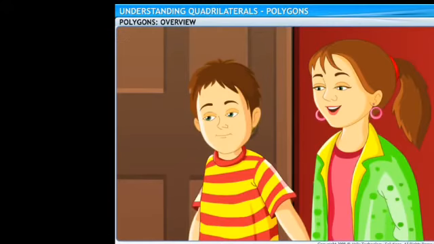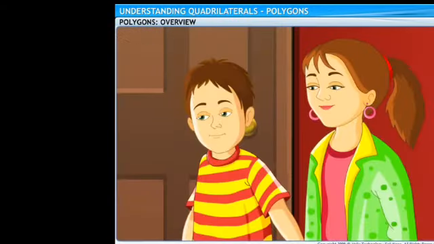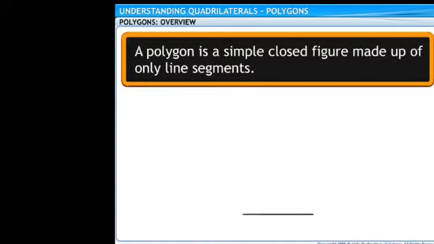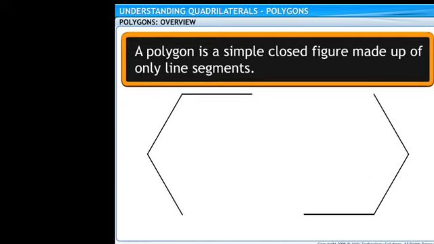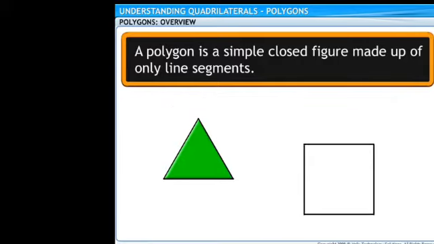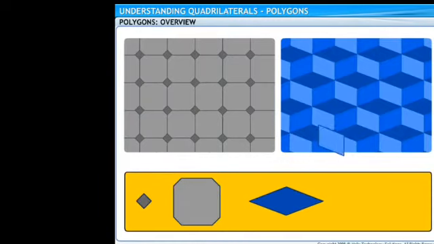John and Alice, can you observe the patterns on the floor? These patterns are made of polygons. Polygons? What are they? A polygon is a simple closed figure made up of only line segments. Some polygons you already know are a triangle and a square. You can see that the floor designs are made up of quadrilaterals and octagons.